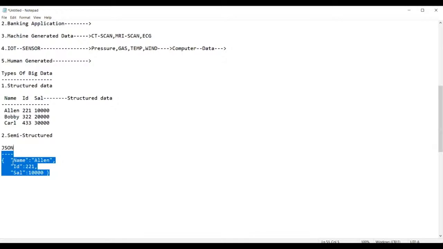Can you see what this kind of data is called? Semi-structured data. This kind of data is called semi-structured data. And now finally, the third one is called unstructured data.